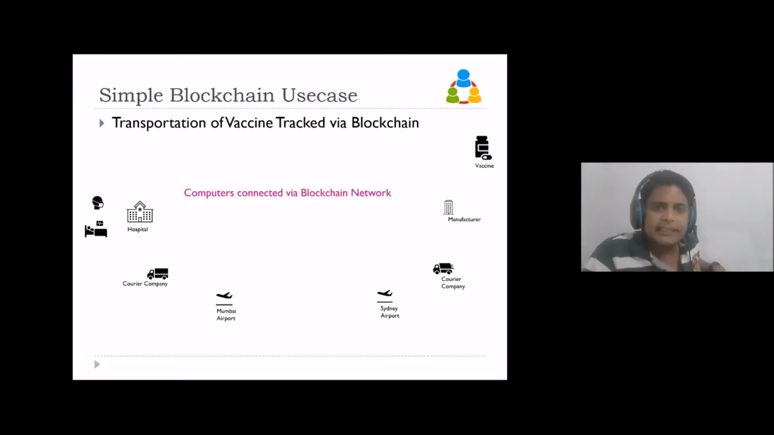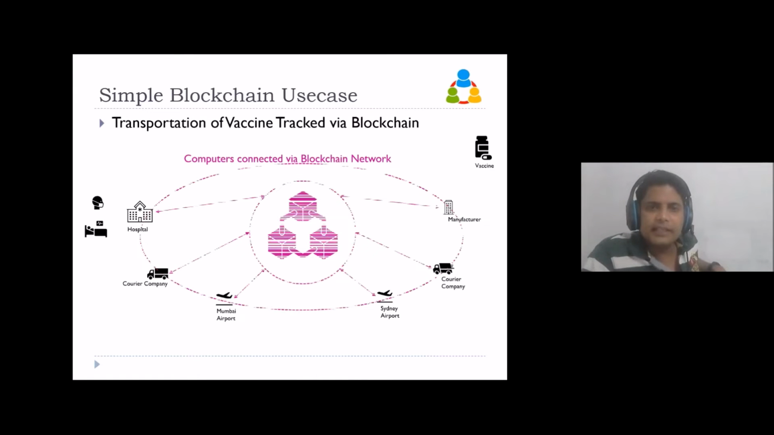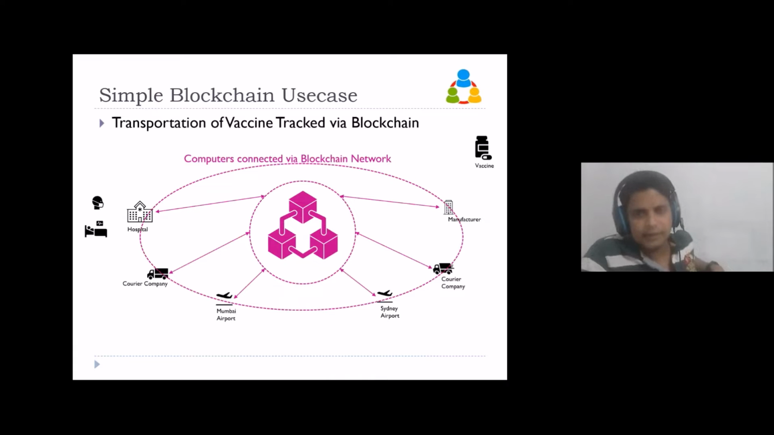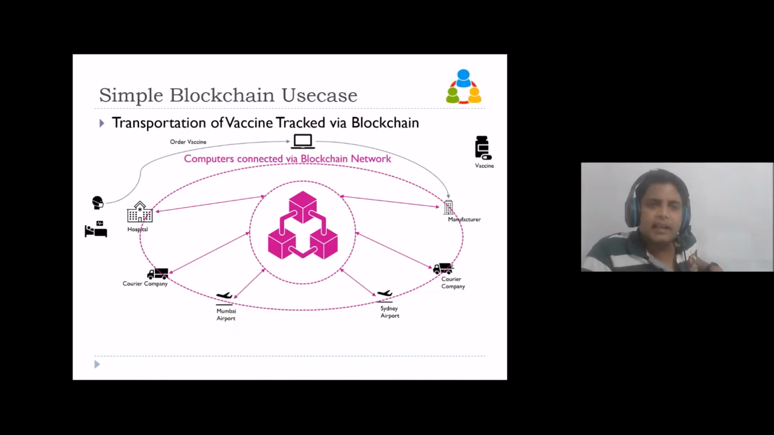Okay, let's say all these computers are connected through a blockchain network. So the hospital is connected, the manufacturer is connected, the courier company is connected, Sydney airport is connected, Mumbai airport is connected, local Mumbai courier companies, all the people are part of a blockchain network. Now the hospital orders a vaccine and the manufacturer accepts the order.